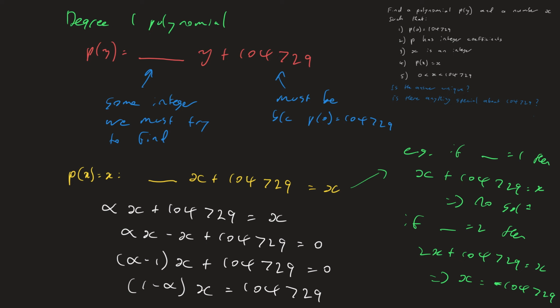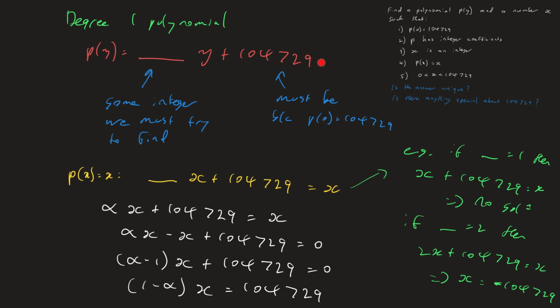If this is confusing, then just substitute in particular values. For example, if my polynomial were p of y equals y plus 104,729, then when I try to find p of x equals x, I get x plus 104,729 equals x, in the special case that my coefficient here is 1. In this particular case, by moving x to this side, we end up with the equation 104,729 equals 0. There is no solution. So let's try to better understand what this equation is telling us.